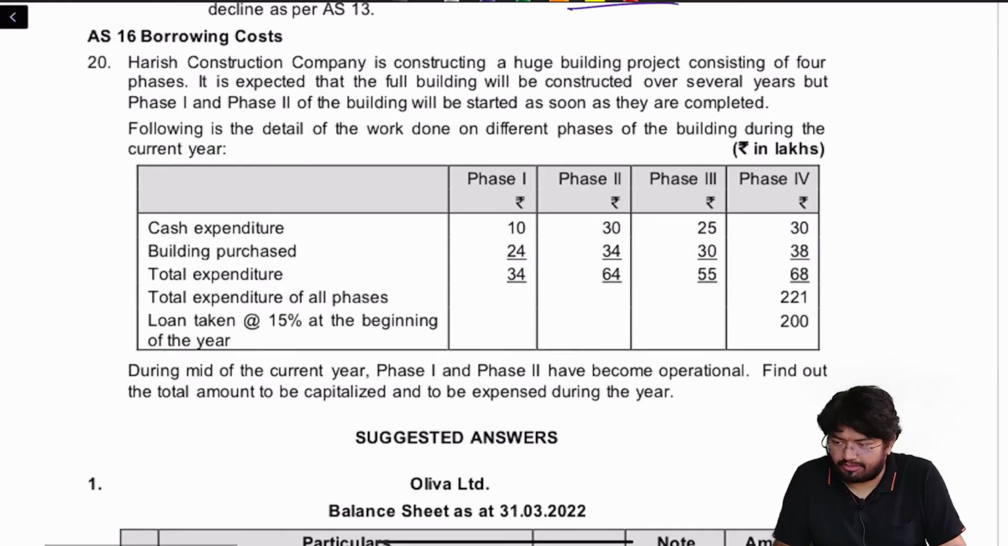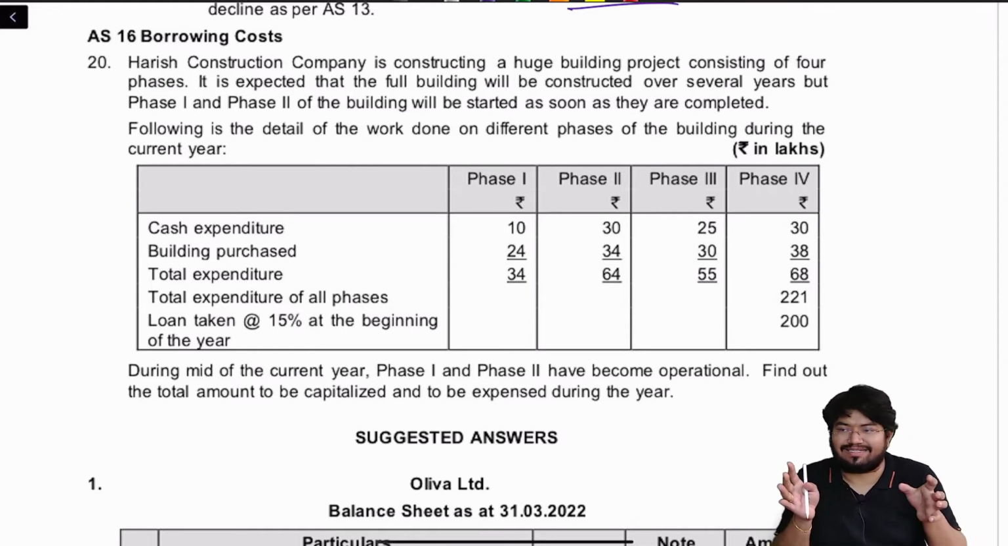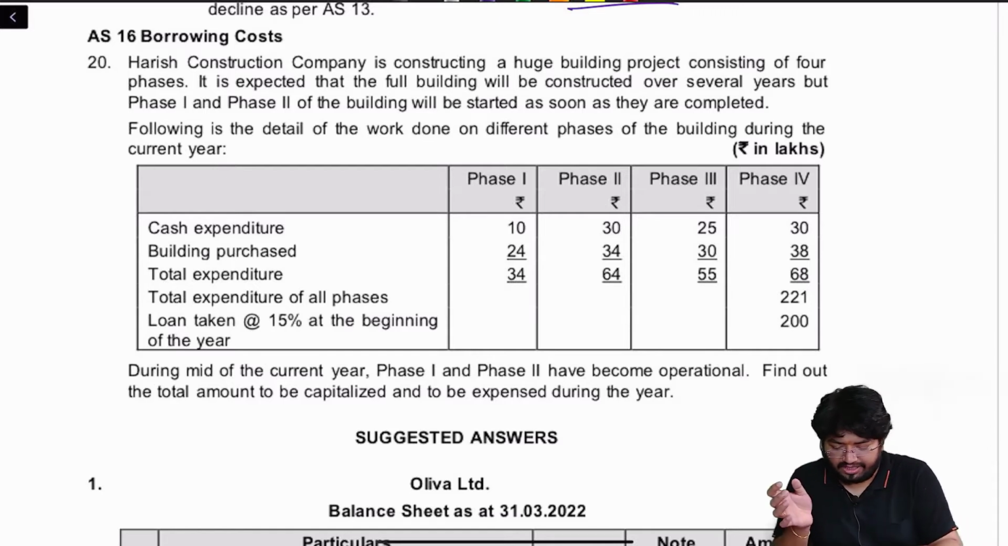Now what are you supposed to do? You are supposed to see to what extent construction is done during the year, and accordingly so much is supposed to be considered for your capitalization of interest costs. On a pro rata basis you are supposed to do.